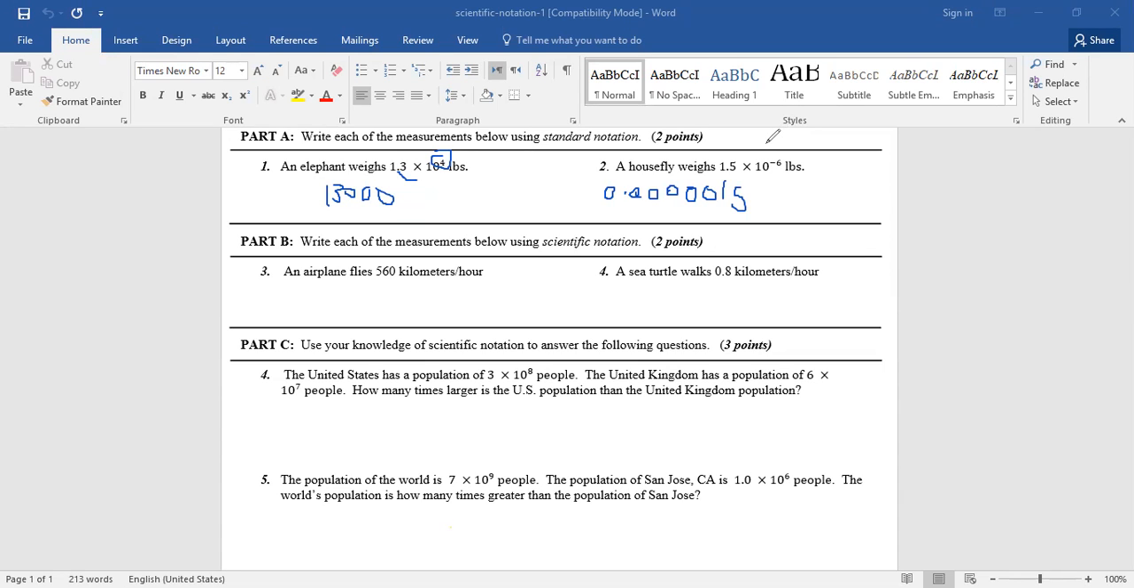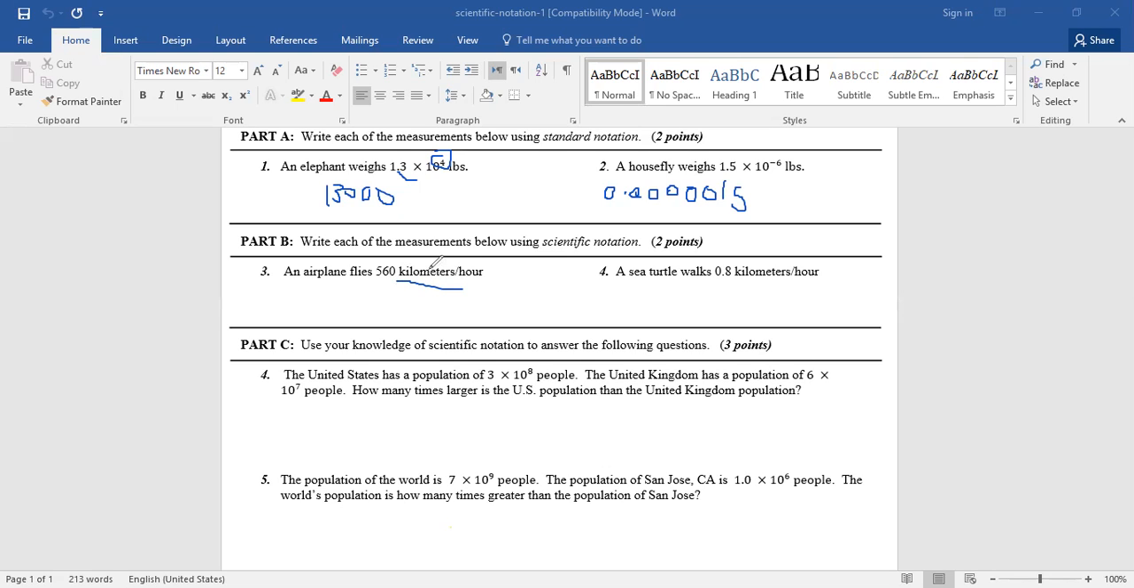And next part, write each of the measurements below using scientific notation. Don't forget, this one is in kilometers, right? So kilometers means that you will multiply by how many to change it into meters, for example? Did you remember the question with million? A million is 10 to the power of 6, 6 zeros.